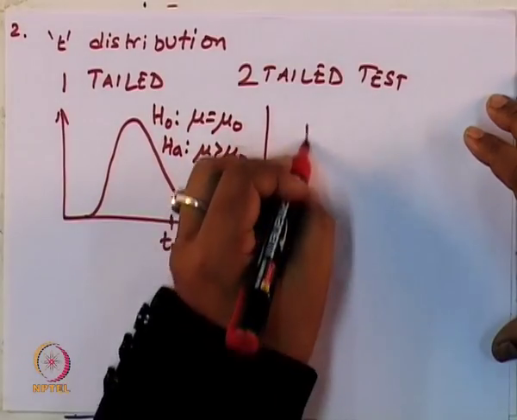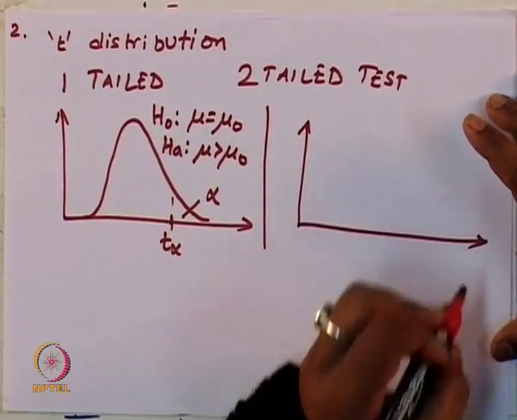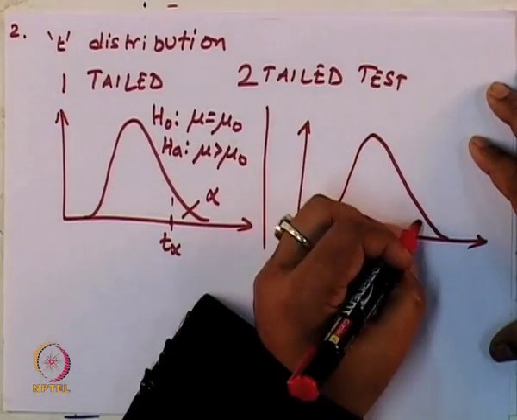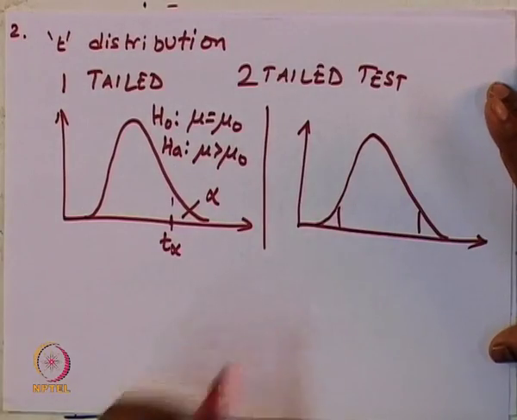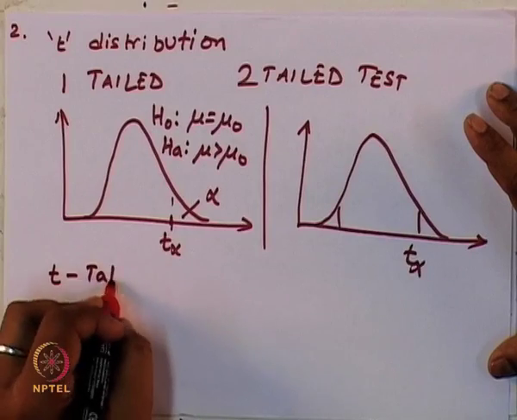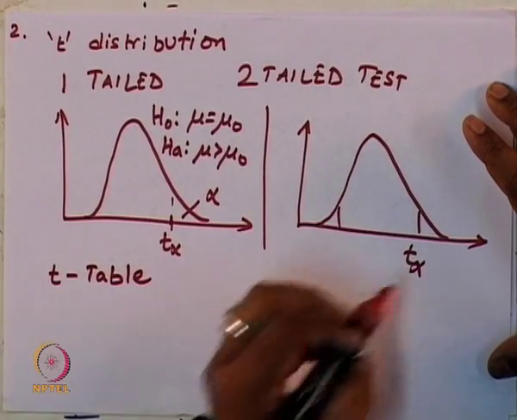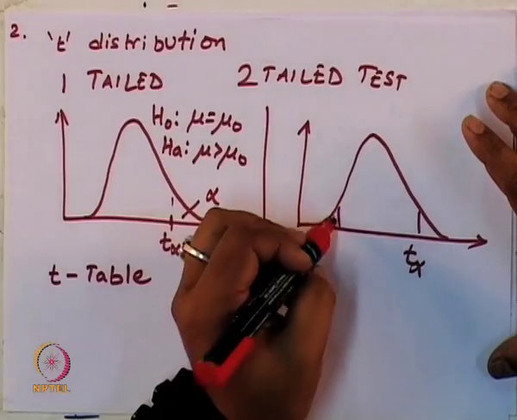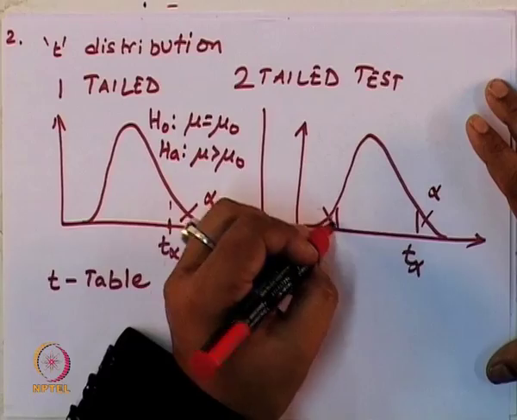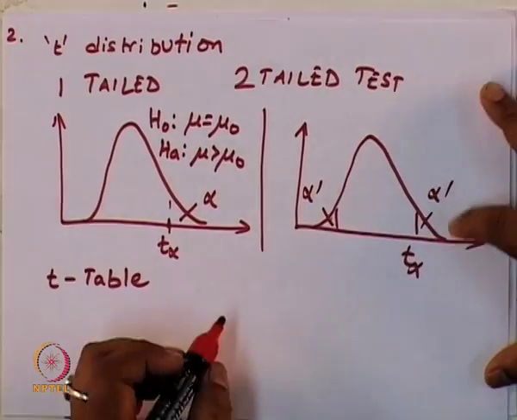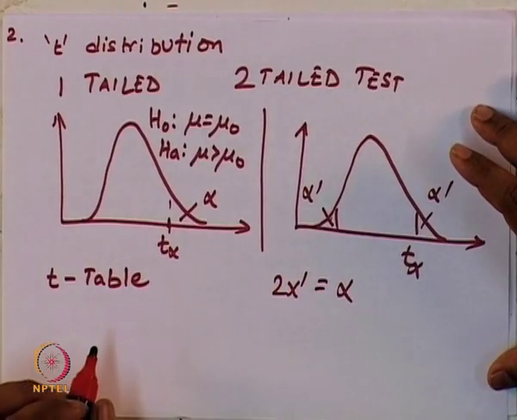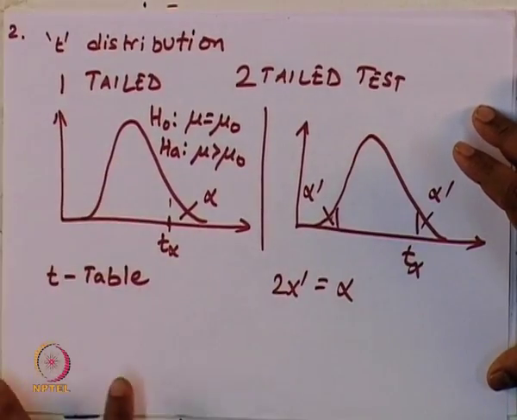For the two tailed test, you have two tails. However, please note that the t table only gives values for the upper half, which means if I want to calculate this alpha, if this is my alpha prime, let us say, I have to set 2 alpha prime equal to alpha. Okay. So, let us take a sample example.